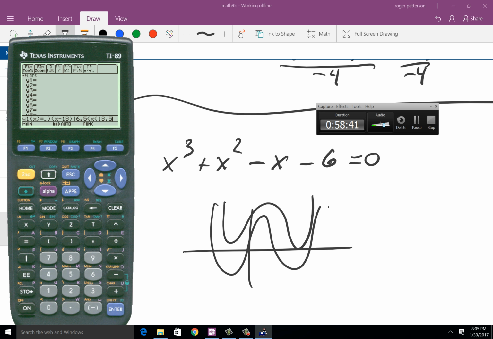Did it work? If it didn't, then we have to try something else. That's how you do it on there, but you have to put division. I don't know why, it's just weird.